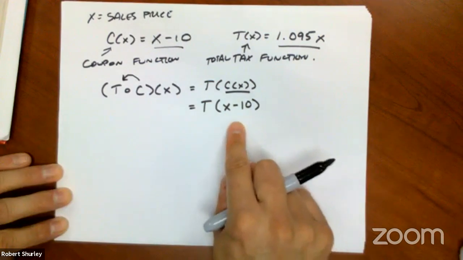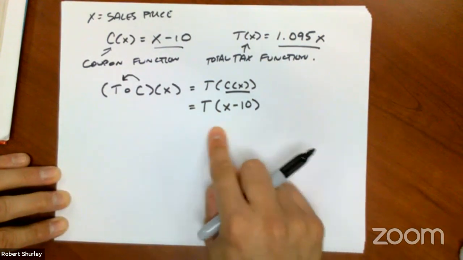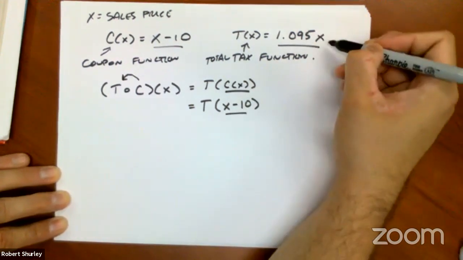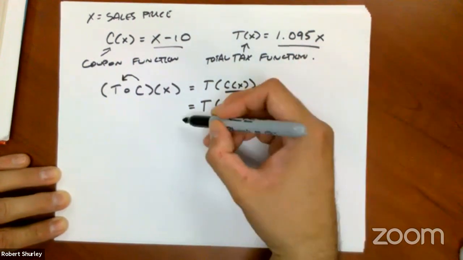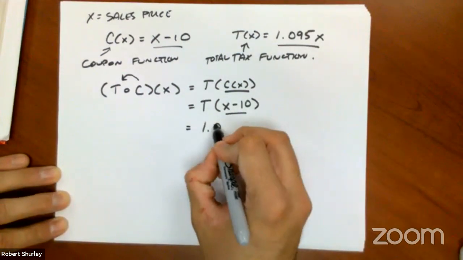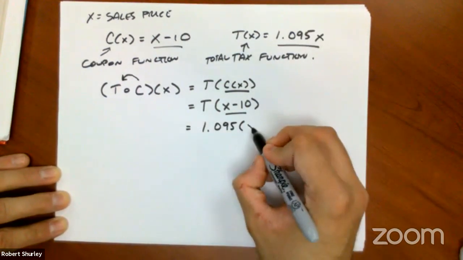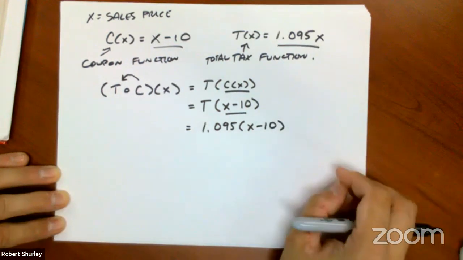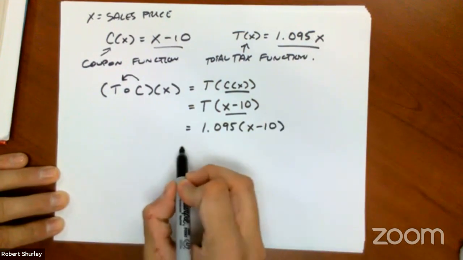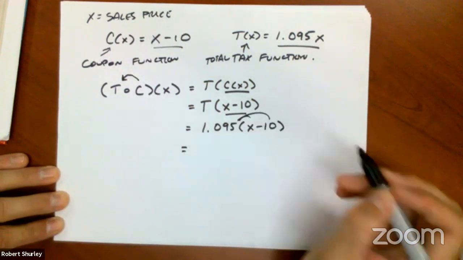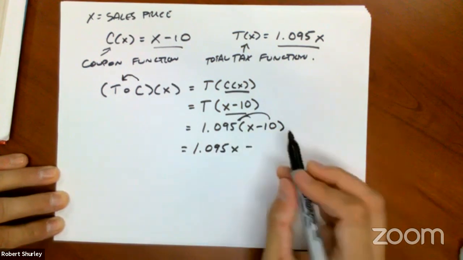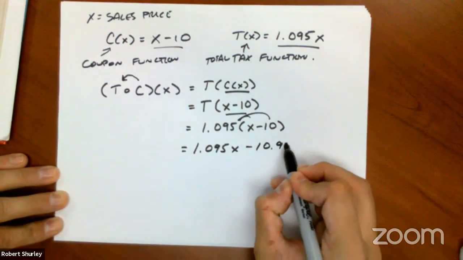And look, we know how to do this. Remember that introduction to functions section? We went over ones like this, where you just plug x minus 10 into the T function. We're going to plug it into this one. So we wind up with 1.095 times (x minus 10), right? We're just taking that and putting it here. Now I'm going to distribute this. And we wind up with 1.095x minus 10.95.